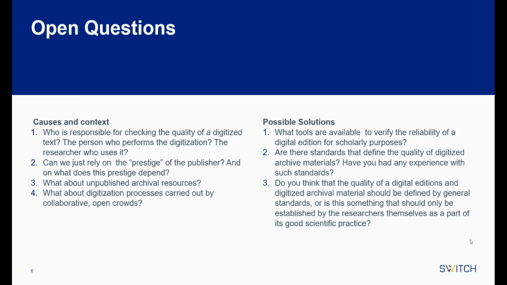And then other questions that we can focus on in our discussion concern possible solutions. So, just to identify which tools are able to verify the reliability of a digital edition. And then we can discuss the standards that you could develop to define the quality of a digitized text. And then, of course, the discussion about who should define the standards. Are they the researchers themselves, or something different, some kind of institution that has an overview of all the different disciplines and all the different needs of the different scientific communities? Yeah. It's just some kind of open question. I hope that this can contribute to our discussion. Thank you very much.